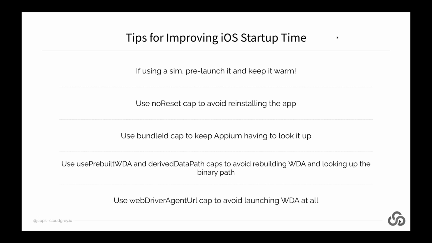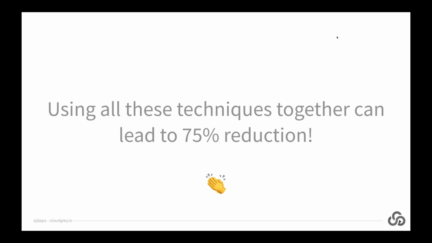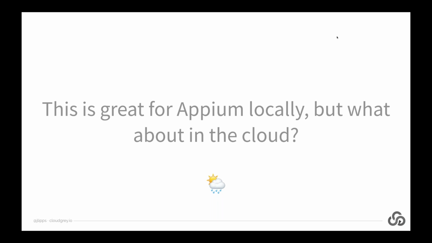And that will cause Appium to skip everything to do with WebDriver agent and just start talking to it, assuming that it's there. So if you use all of these techniques together, stack them on top of each other, you can get something like a 75% reduction or thereabouts in test startup time, which is pretty great. This is all pretty awesome for running Appium locally, running on simulators, stuff like that.